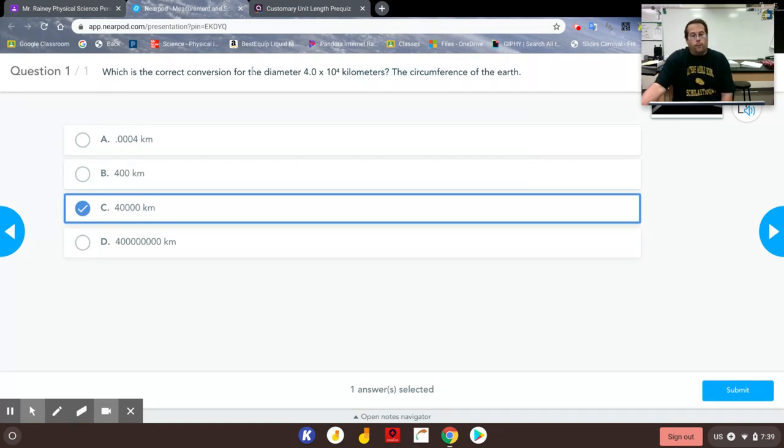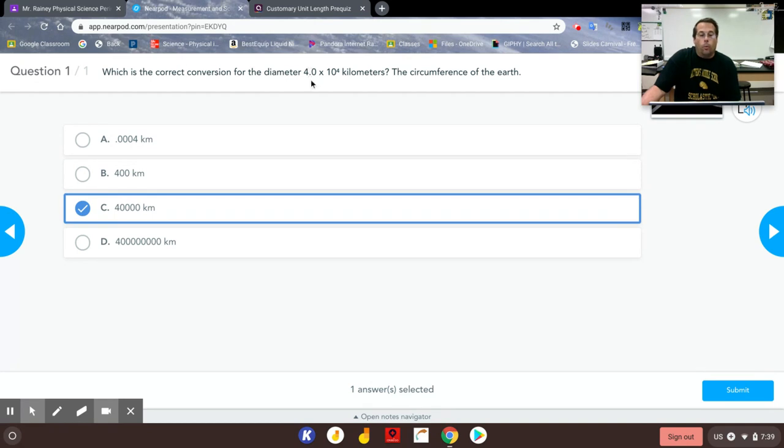What is the correct conversion for the diameter? 4.0 times 10 to the 4th kilometer, which is the circumference of Earth. And so what I would do is I look at the 4, and that tells me how many spaces I move my decimal point. And again, don't panic if you're not understanding this, because we will go through this in detail later on this year.